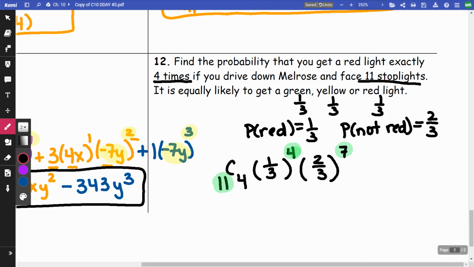And we're going to put this into our calculator. And when I put that in, 11 choose 4 times 1/3 to the 4th times 2/3 to the 7th, I ended up getting 0.2384, let's say, approximately, as my answer.